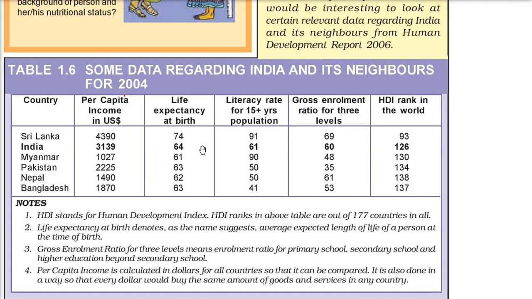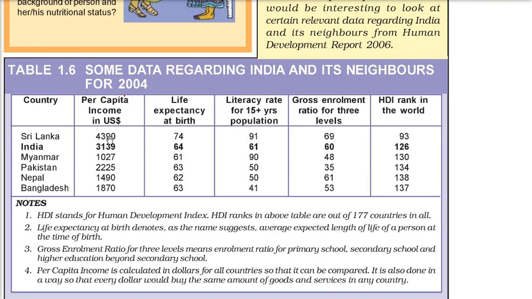Then per capita income, this one we already know, is calculated here in dollars for all countries so that it can be compared. That is, take the income of everyone and divide by the number of people in that country. It is also done in a way that every dollar, every rupee, would buy the same amount of goods and services in any country. So it has been standardized also. So if you see here, Sri Lanka's per capita income is 4390, and India's is 3139.